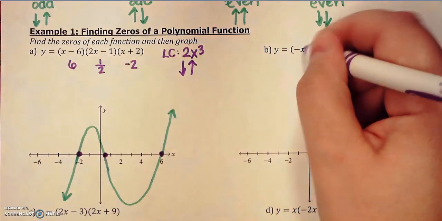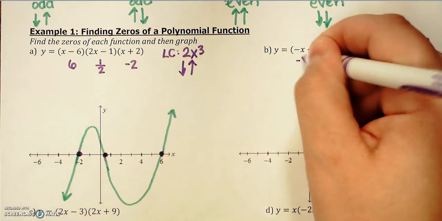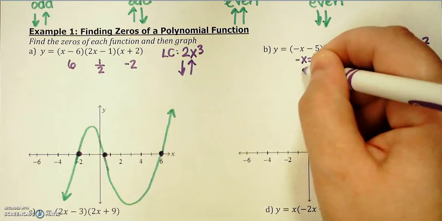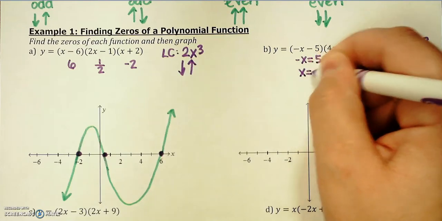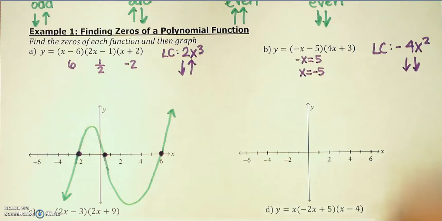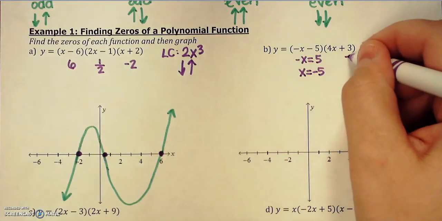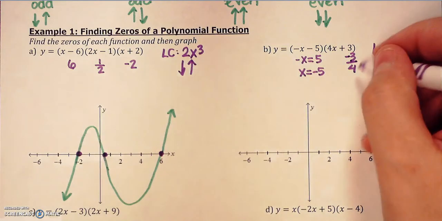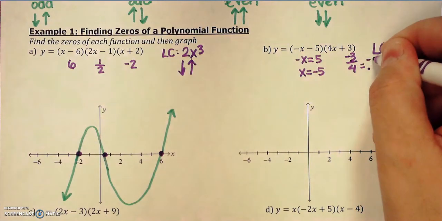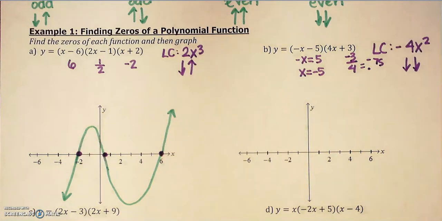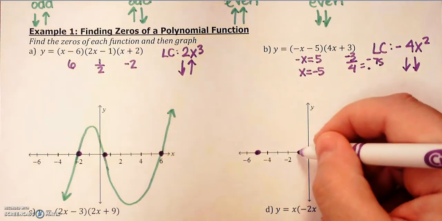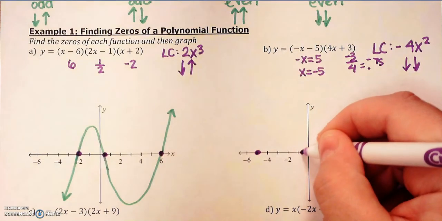Now, if I set this equal to 0, I would have -x, we would add 5, and then we would end up dividing by -1. So this is actually a little bit weird, but the 0 there would be -5. If I set this equal to 0, we would subtract 3, divide by 4, so that's -3/4. As a decimal, that's about -0.75. So we're just going to ballpark those two on the graph. So here's -5. -0.75, maybe about right in there.